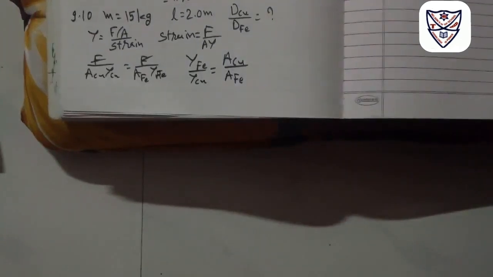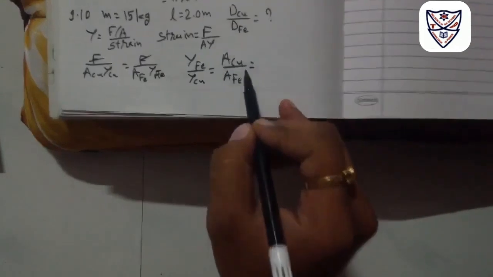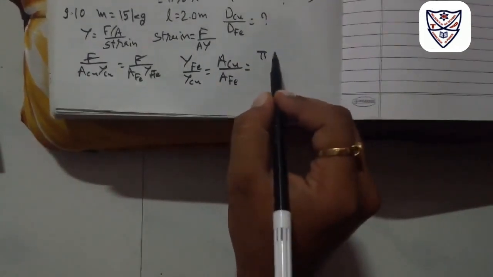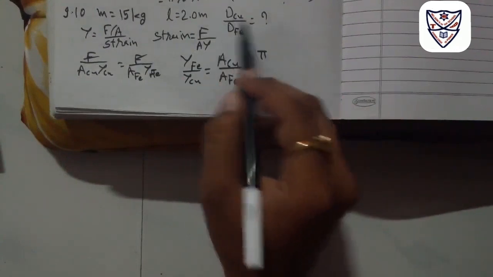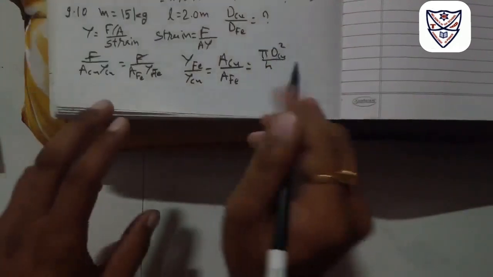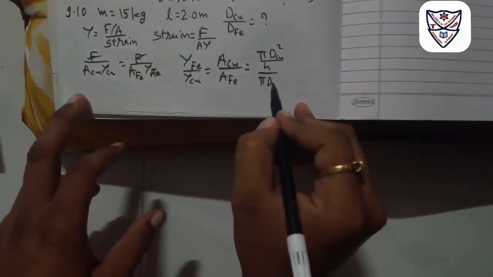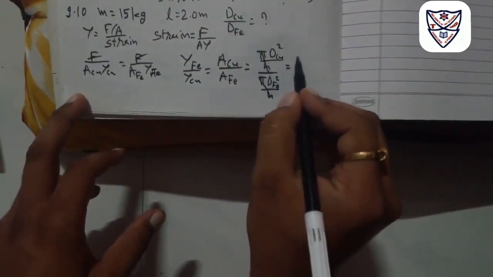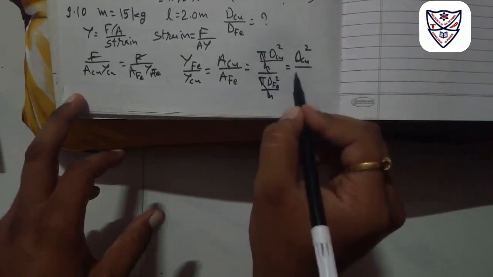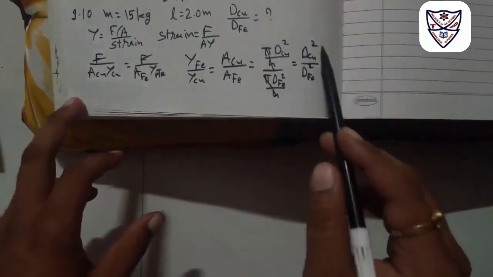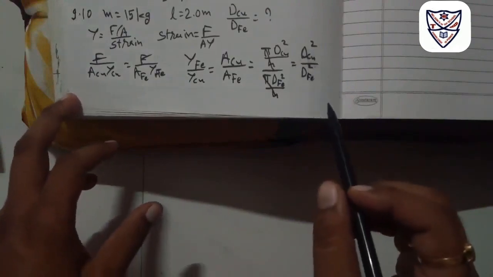Now what is the formula of area? Area means here pi r square, right? We don't have r, we have to find the diameter. So d copper square by 4 upon pi d iron square by 4. So pi by 4 gets cancelled out, we are left with d copper square upon d iron square, right? Now we have to find this d copper upon d iron.